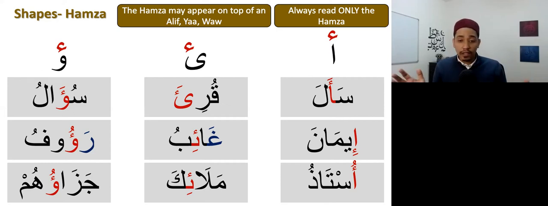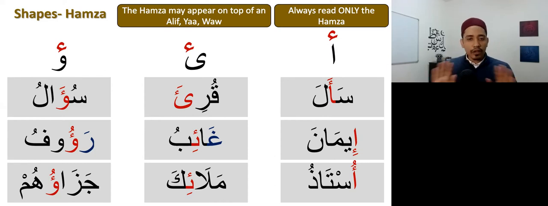It has no practical value in terms of reading to know why that letter is there. So like I said, just follow the rule that the Hamza will come on the Alif, Ya, or Waw. And when you see it in that way, read only the Hamza, and completely, 100% ignore the letter that it's using as a housing. Okay? I hope you understand. If you didn't understand, do watch this part again. Do the exercises.